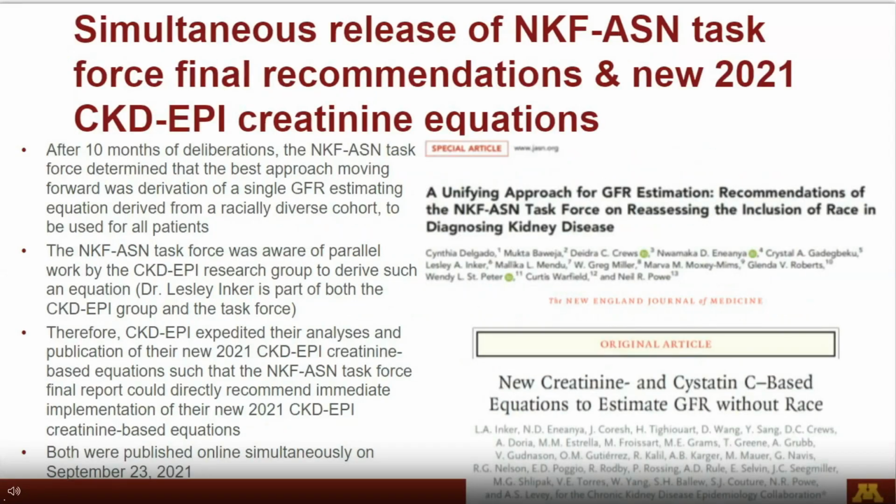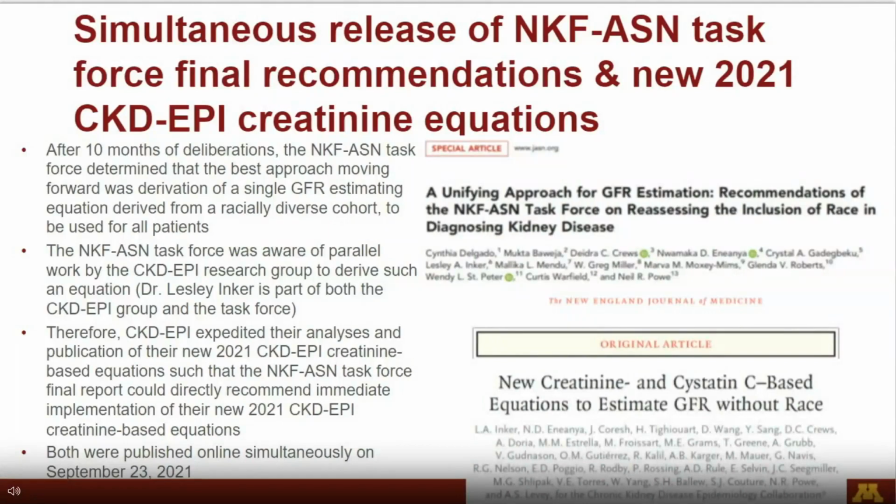After 10 months of meetings and deliberations, the NKF-ASN task force determined the best approach moving forward was derivation of a single GFR estimating equation without a race parameter, derived from a racially diverse cohort to be used for all patients. The task force was aware of the parallel work by the CKD-EPI research group to derive such an equation.